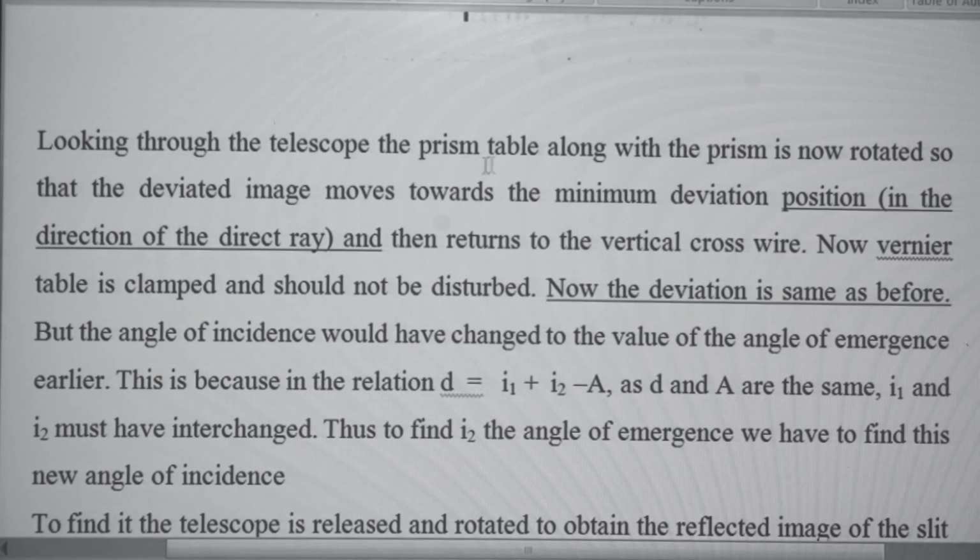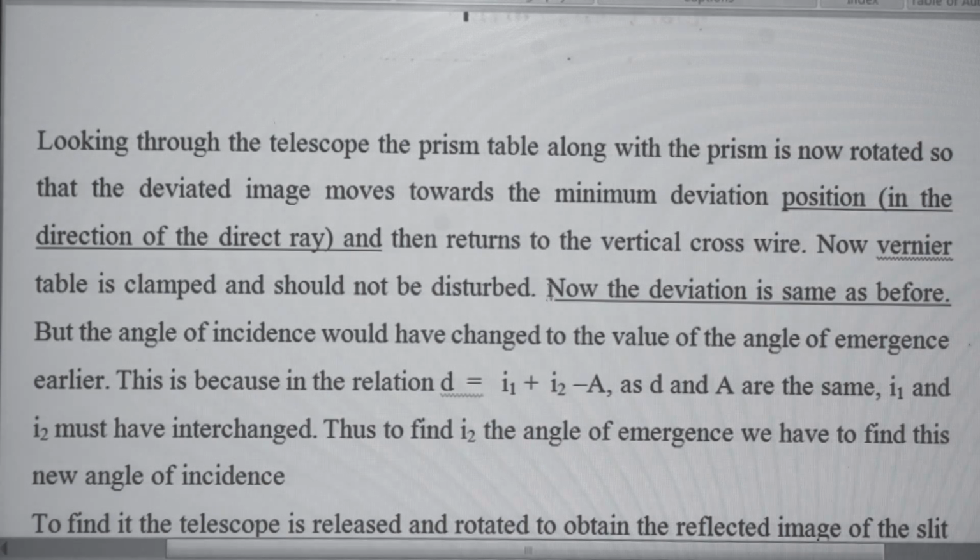Looking through the telescope, the prism table along with the prism is now rotated so that the deviated image moves towards the minimum deviation position in the direction of the direct ray, and then returns to the vertical crosswire. Now the vernier table is clamped.